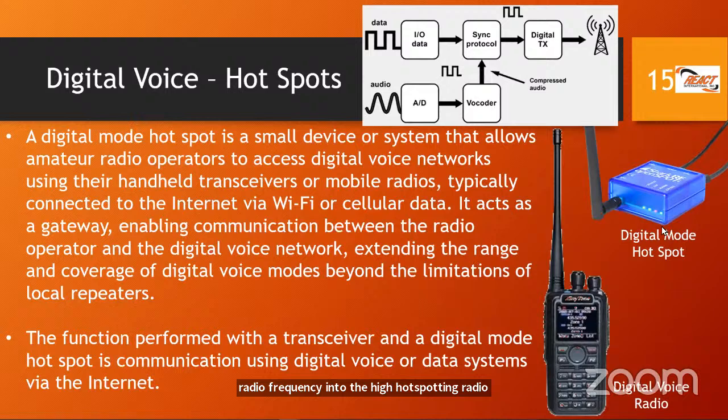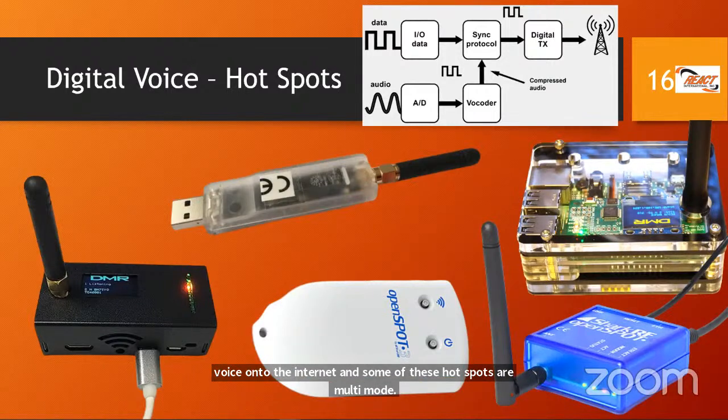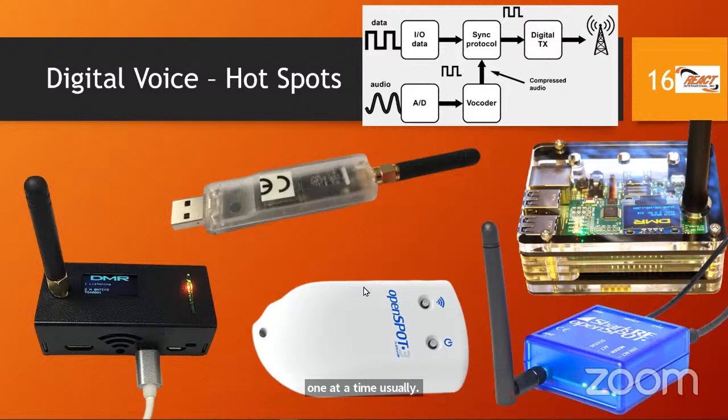So this is what a hotspot may look like. Just to also give you an idea, these are other examples of hotspots. So this is how we bring our radio frequency, our digital voice, onto the internet. And some of these hotspots are multi-mode. They can do all of the modes, DMR plus D-Star plus C4FM, one at a time usually, but it can do all of them.